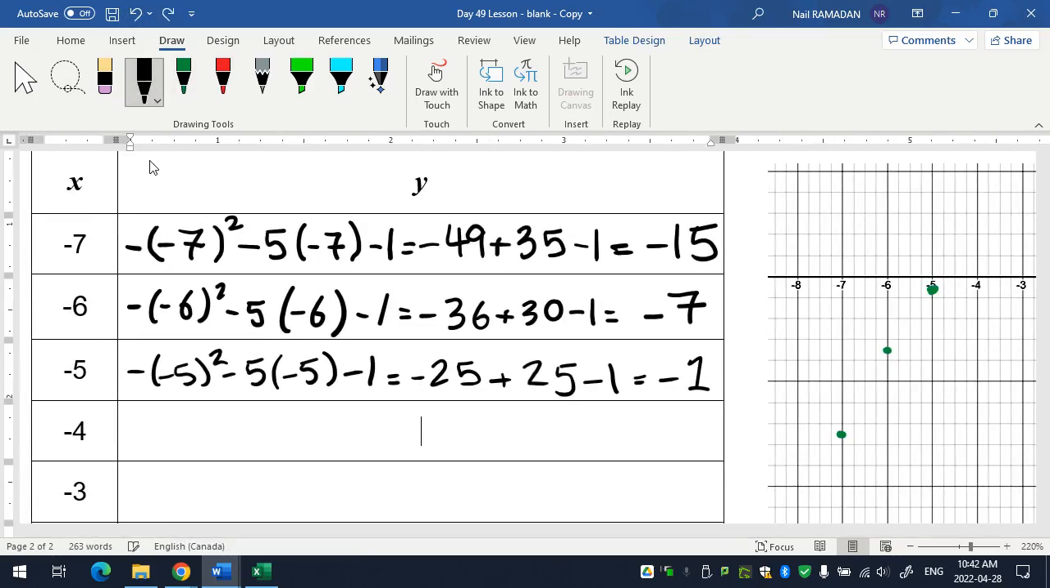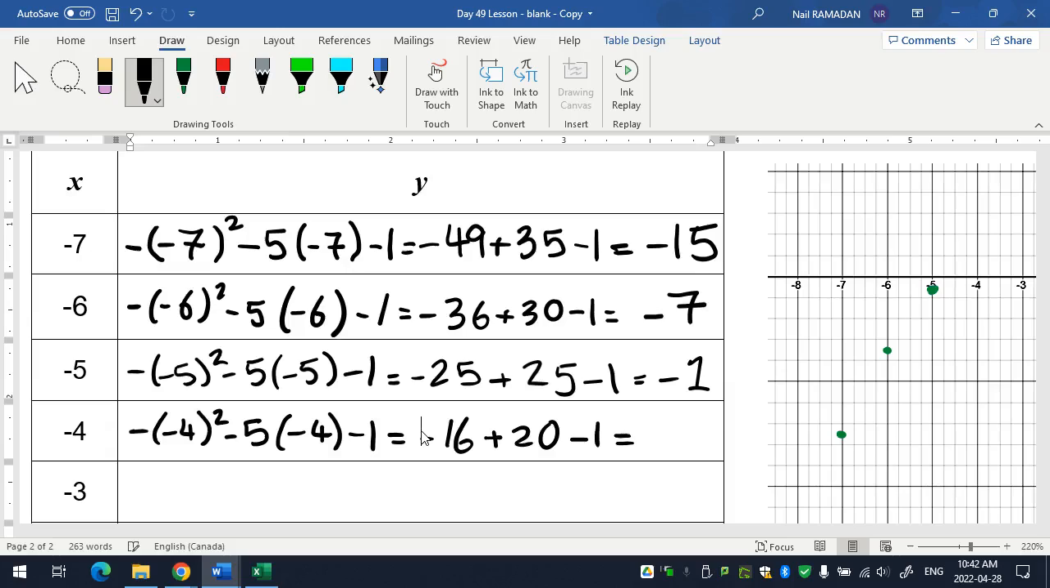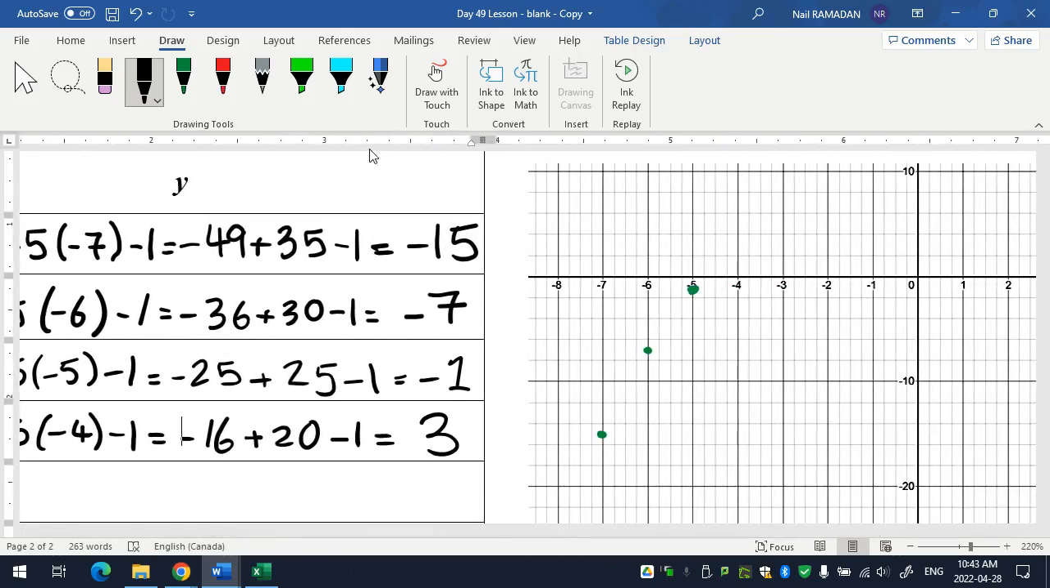Oh, sorry. Minus 4 squared, minus 5 times minus 4, minus 1 equals. That would be minus 16 plus 20 minus 1. Now we're getting into the positives because minus 16 and minus 1 is minus 17, but plus 20 gives just a 3. So where is that? That is a 3, which is 0, 1, 2, 3. So right here. You see?